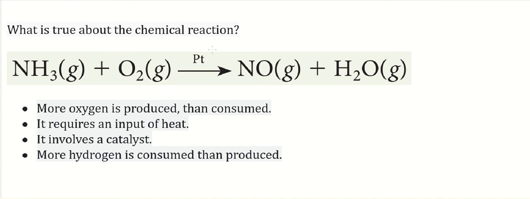What is true about the chemical reaction? That would violate the conservation of mass. If it required heat, you would see the word heat or that delta symbol there. You don't. It involves a catalyst. Platinum is, as I told you when I used the example of catalytic converters, a very common catalyst in chemistry. So here's your answer, and it's written over the arrow. And this would violate the law of conservation of mass as well.